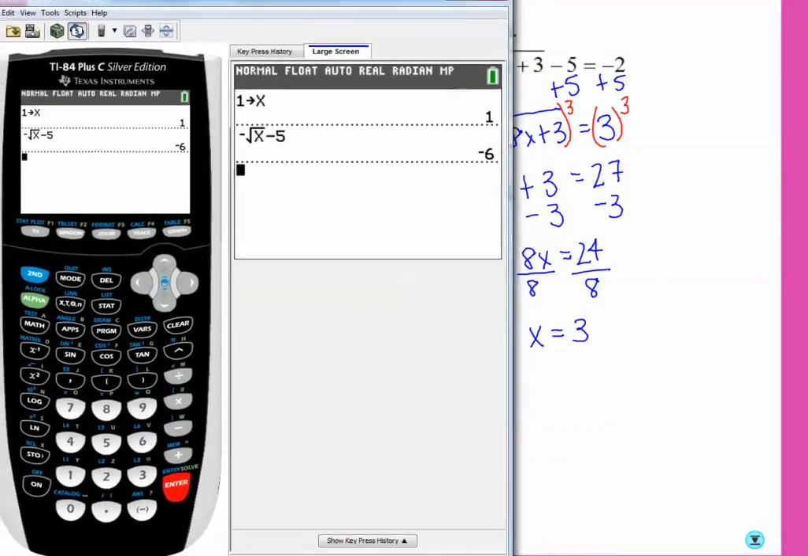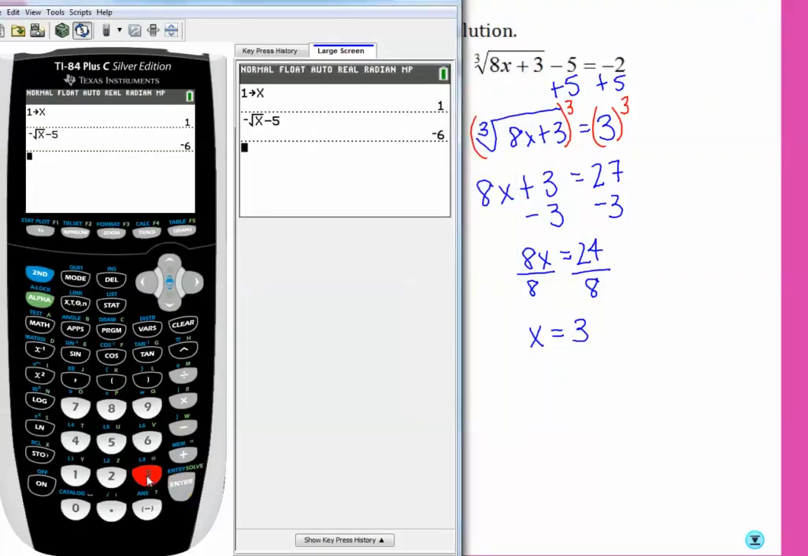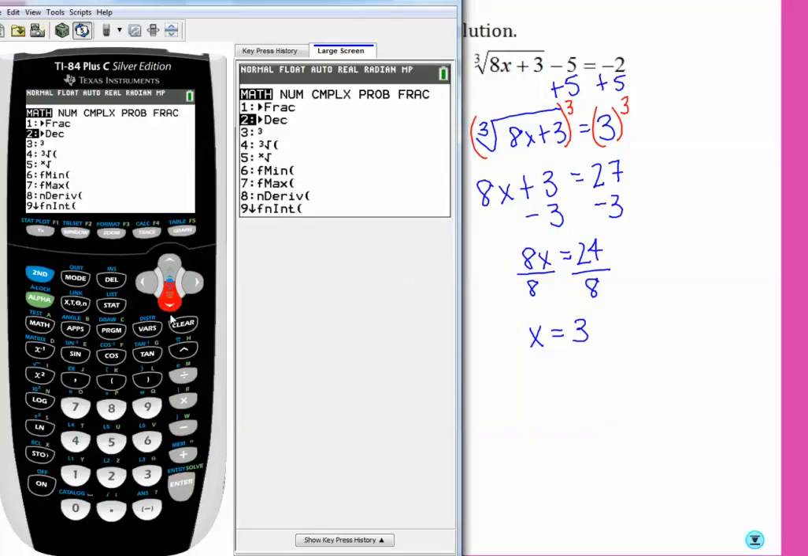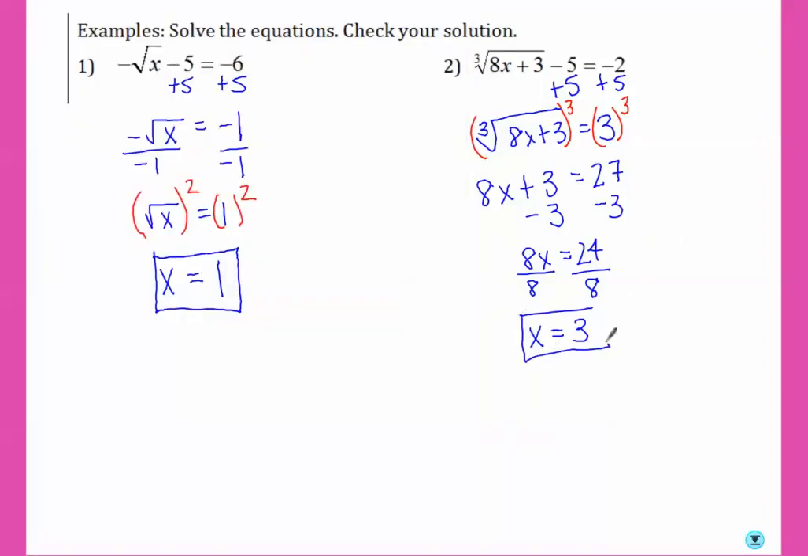So let's check and see that our solution works. We're going to store 3 for x. And then you get the cube root by doing math. It's the 4th one. 8x plus 3. And then the cube root stops after the 3, so make sure you arrow out. Minus 5. Let's see if we get negative 2. We do. So x equals 3 is the correct solution.